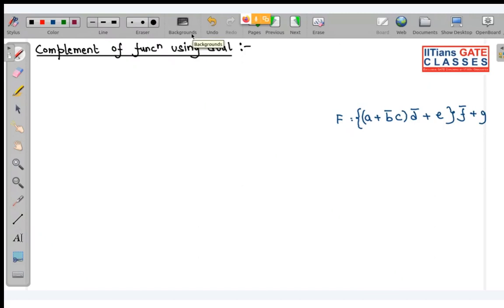Okay, so look very carefully. Suppose I have a function like this, and I want to find f complement. What I can do is take a XOR b whole complement. We know that this will be ab plus a complement b complement. Now suppose I want to calculate it using dual.